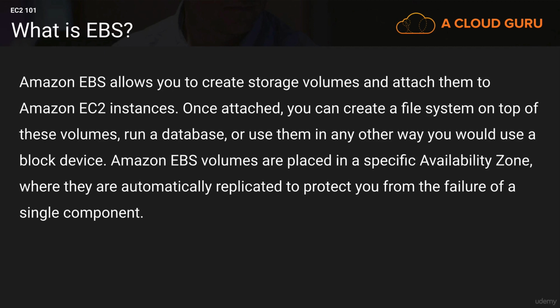Amazon EBS volumes are placed in a specific availability zone where they are automatically replicated to protect you from the failure of a single component. And by single component, really they're just talking about storage arrays. So if the storage array goes down, there is a backup storage array, so your EBS volume will stay online. Note though that these are not automatically replicated to different availability zones. They stay within the availability zone, but they're just not dependent on one physical device. So if a SAN goes down, it doesn't actually matter because they have redundancy built in.